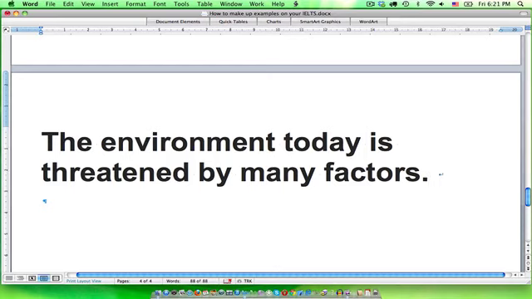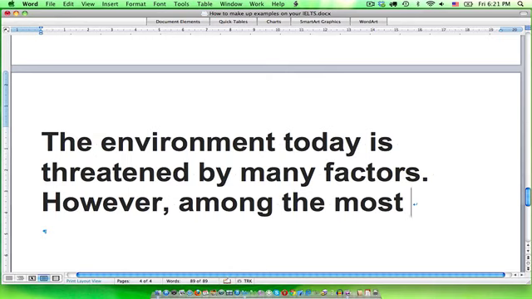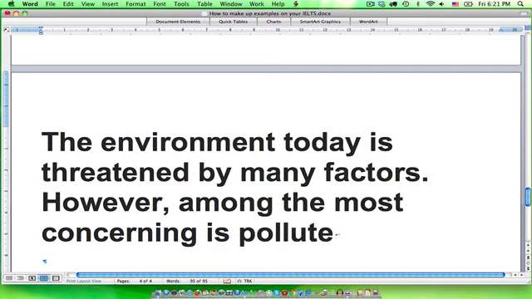So now we can use some transition language, maybe. However, among the most concerning is polluted drinking water.